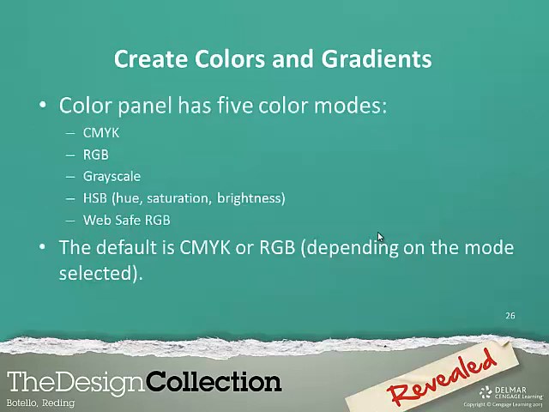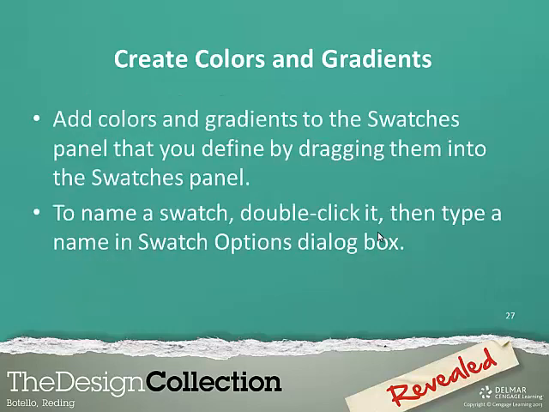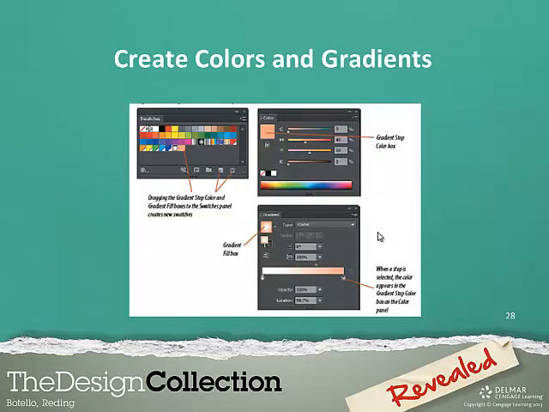The color panel has 5 color modes: CMYK, RGB, grayscale, hue, saturation, and brightness, and the web safe RGB. The default is CMYK or RGB depending on the mode selected. You can add colors and gradients to your swatches panel that you define by dragging them into the swatches panel. To name a swatch, you can double click it, then type a name in the swatch options dialog box that pops up. And here it shows your swatches and your color and your gradient panels, another example of those.